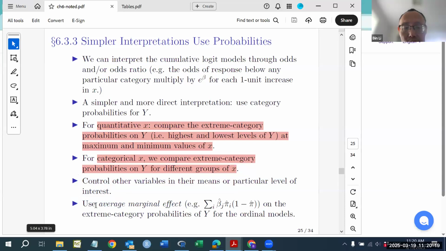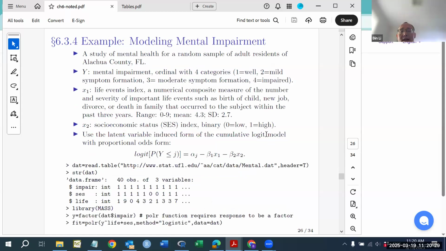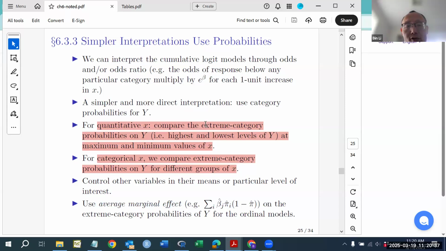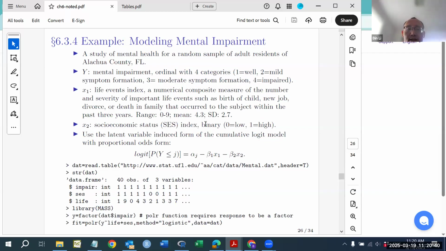Okay, and we can also interpret through the average marginal effects that we talked about in the logistic regression. Okay, so here is an example. That's the mental impairment example, and I will illustrate these points through this example. So in this study, the Y is the mental impairment. It's ordinal with 4 categories: 1 is well, 2 mild, 3 moderate, and 4 is impaired. Okay, and we have 2 x's.